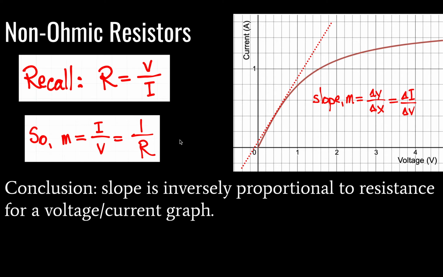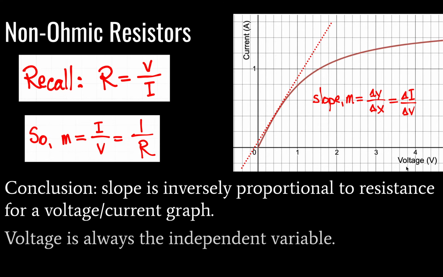Our conclusion then is that slope is inversely proportional to resistance for a voltage versus current graph, where voltage is on the x-axis and current is on the y-axis. Note that if this data is taken experimentally, this will generally be the case because current is a function of voltage and not the other way around. So voltage is always going to be our independent variable, and current then will be the dependent variable, which goes on the y-axis.